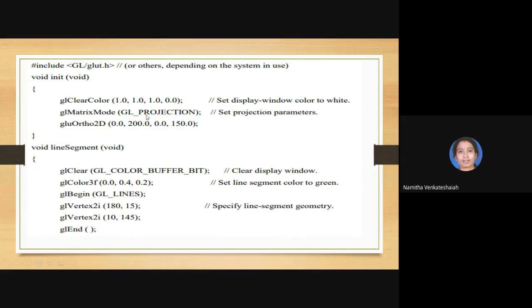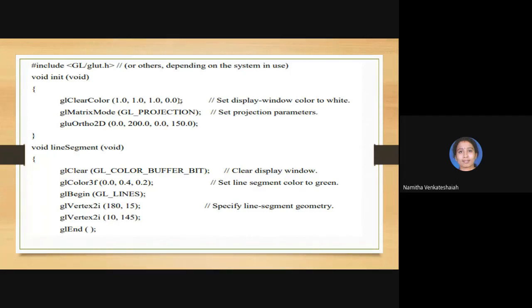GL matrix mode, which is having GL projection, and gluOrtho2D, and you can customize this. Okay, 0 to 200, 0 to 150. And you are giving the background color. R is 1, G is 1, B is 1, which gives you white. And this is the alpha parameter, which will be used for blending.